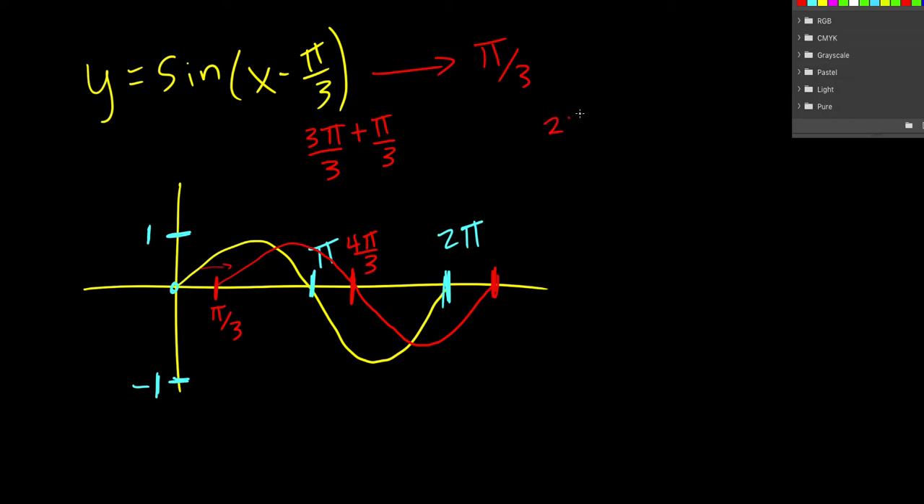Then we'd have to do the same thing here. 2 pi plus pi thirds. Think of the 2 like 6 over 3. And then 6 plus 1 gives us 7 pi thirds. Okay? Notice that the amplitude doesn't change. It still goes to 1 and negative 1, even though my drawing's a little bad. But that's what it should look like.